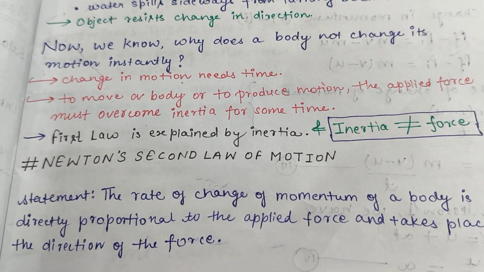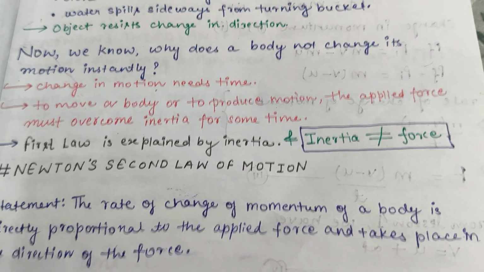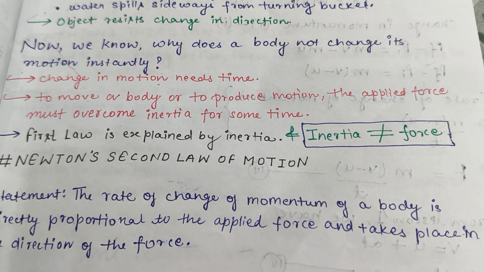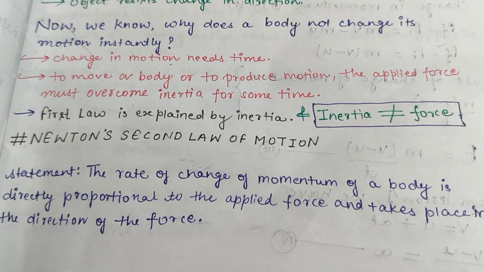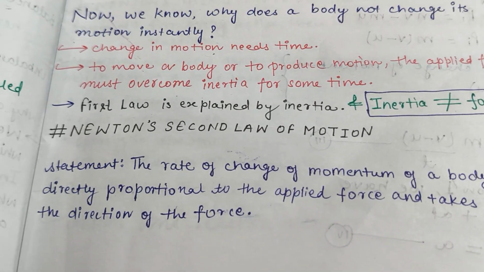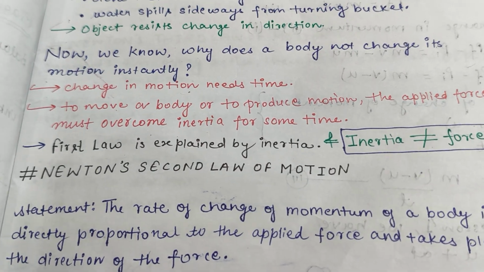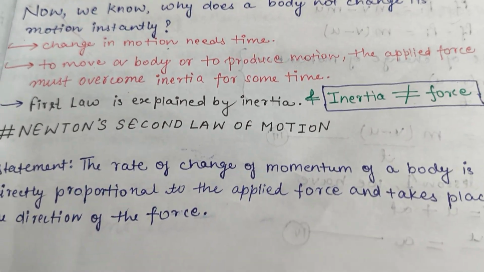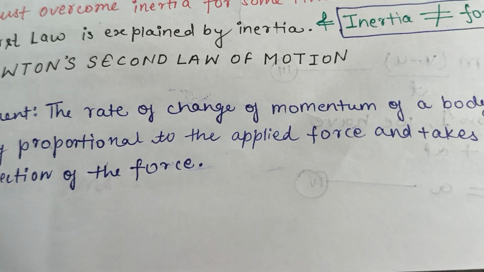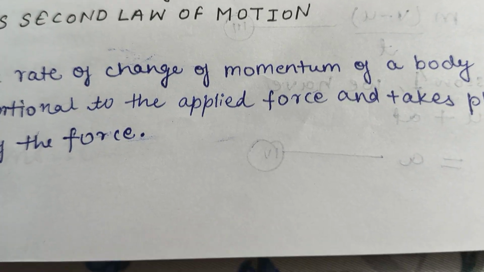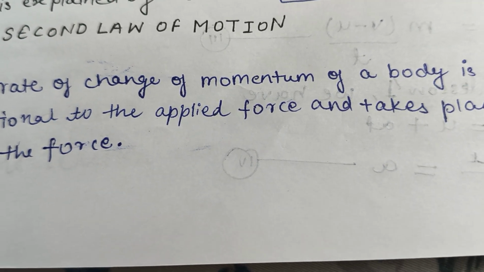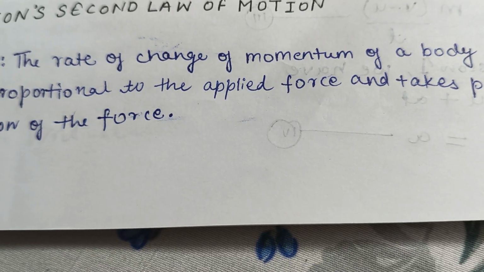Now, the first law is explained by inertia, and a very important point is that inertia is not force. Force is simply a push or pull. It is the interaction between objects, but inertia is the tendency of an object to stay in its state. It can be at rest or in motion.